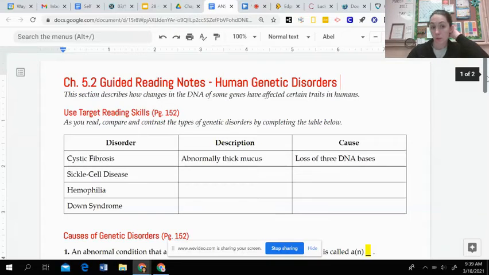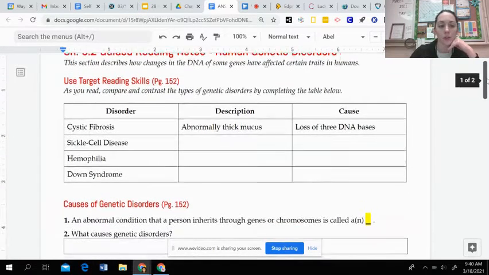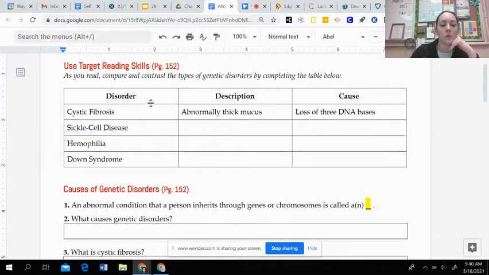Alright guys, we're going to go over the answers to our chapter 5.2 guided reading notes here. So you should have them pulled up and you can double check your answers. So this first table, you are looking at the 4 disorders that our book talked about, and you're just giving a brief description and then a cause.